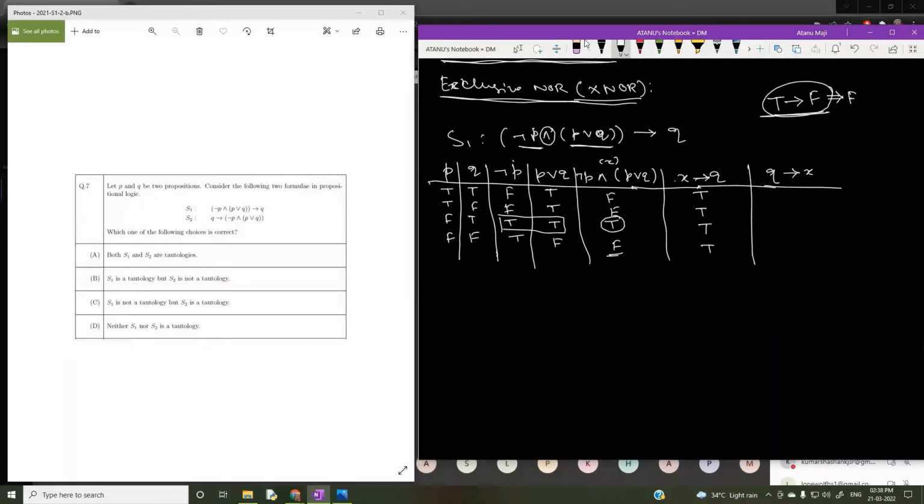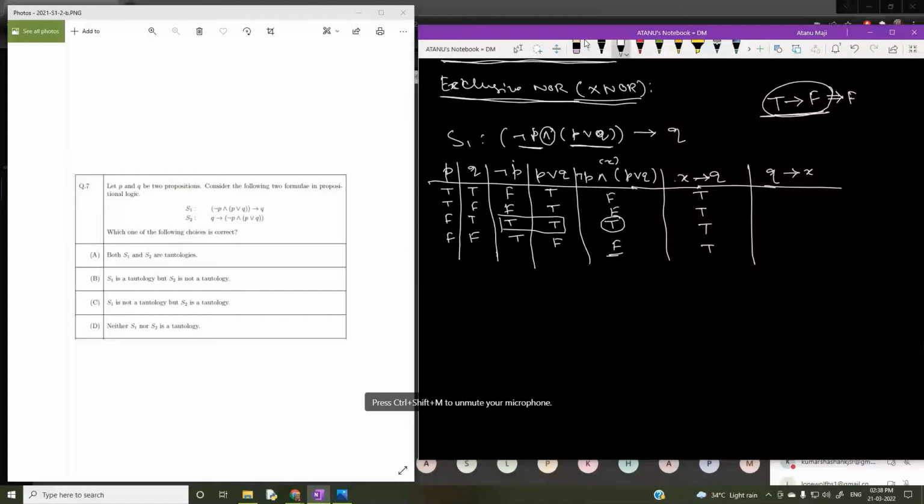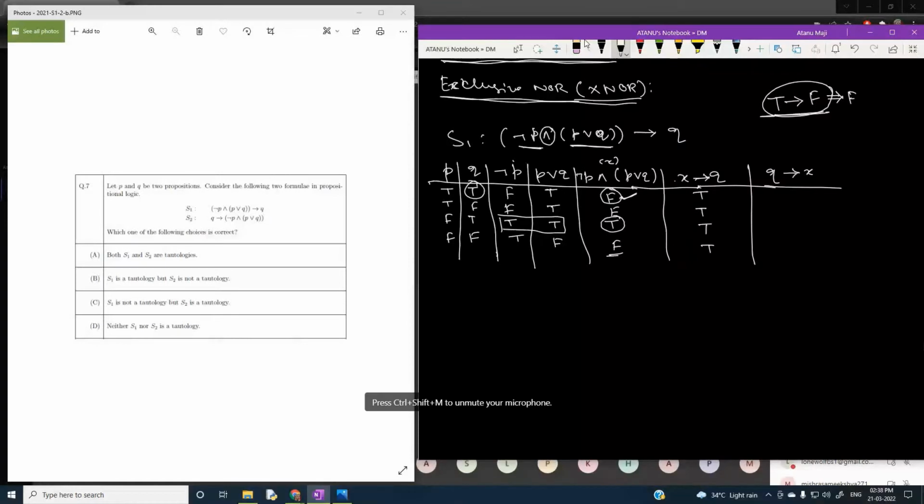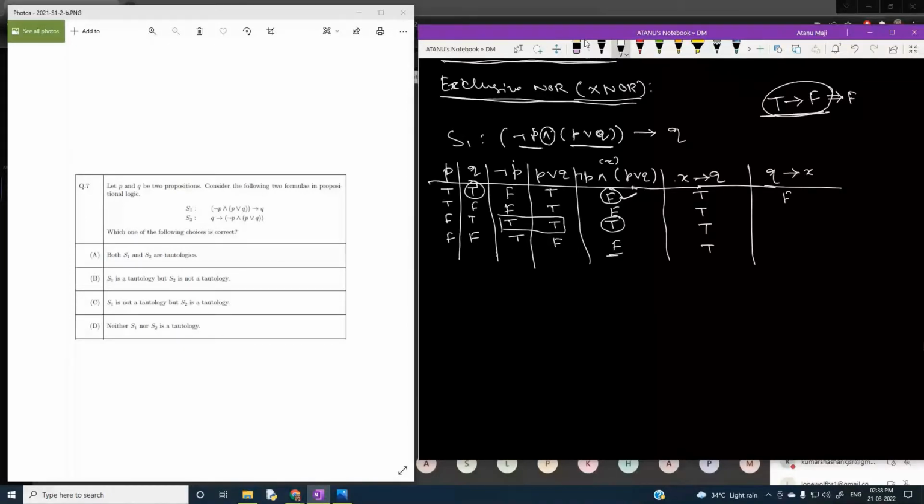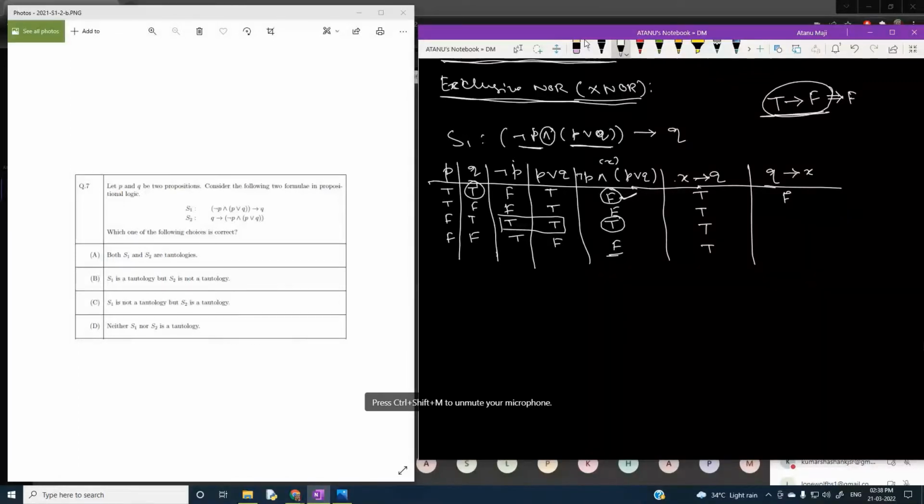Now if you look at the column Q, the first one is true. So we have to check whether our X is false or not. Yes, at the first row Q is true but X is false. So T implies F, that will be F. You don't have to complete your truth table because the first output you are getting is F. Even if all the remaining outputs are true, the expression is not a tautology, because if an expression is a tautology, all the output should be true.